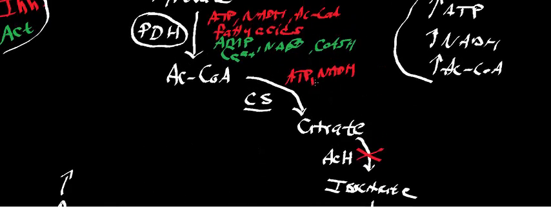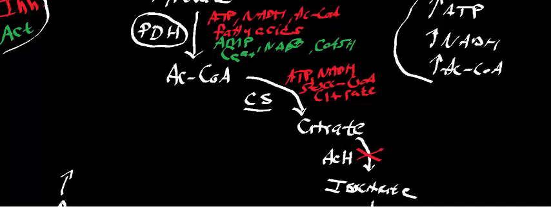So succinyl-CoA, which I'm going to abbreviate SUCC-CoA, allosterically inhibits citrate synthase, and the other allosteric inhibitor is citrate itself. Citrate, which is the product of citrate synthase, can come back and allosterically inhibit citrate synthase.